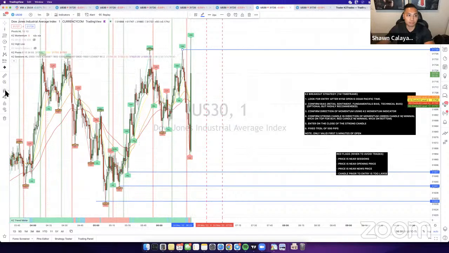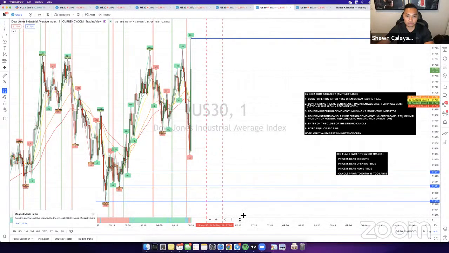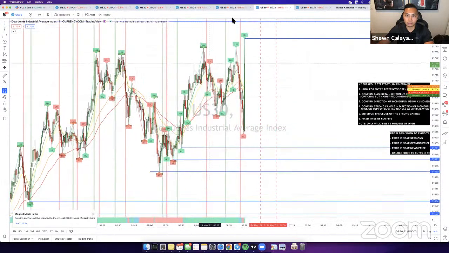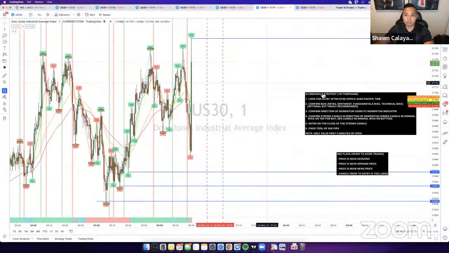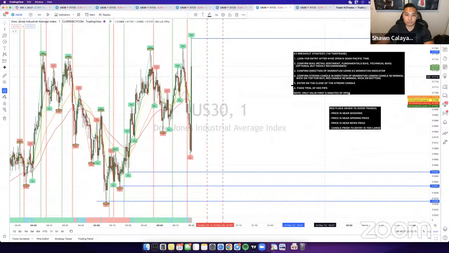So the liquidity right there just got hit and you can see price is coming way back down. So don't chase the move, guys. Just wait for it. I'm only looking for sells today. Basically any entries that I'm looking for are just sells due to the overall bias.